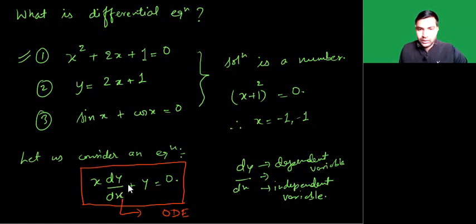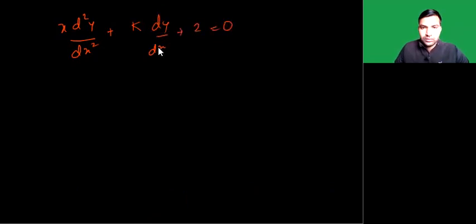Okay, so it is not necessary that we have only one derivative. We can also have, for example, x into the second derivative d2y by dx squared plus k times dy by dx plus 2 equals 0. Now this is also a differential equation, but this is second order. The highest order is second, so d2y by dx squared.